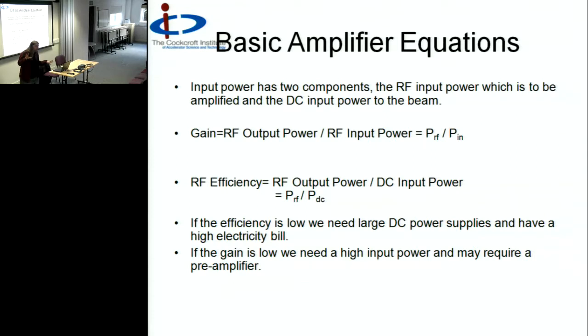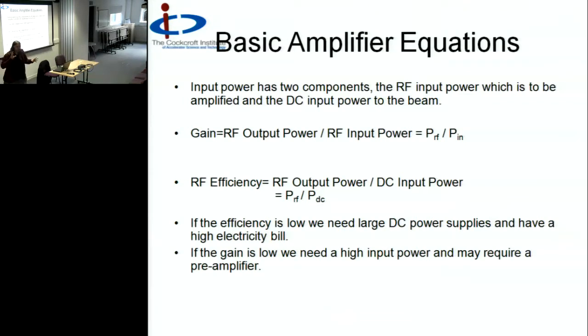Strictly speaking, you should also include the RF input, but the RF input's a watt and the DC input's a megawatt, so it's in the noise. But that should also include solenoid power supplies in that DC power. People often miss that, but you probably shouldn't. So if the efficiency is low, you need a large DC power supply and a high electricity bill. If the gain is low, you need an input power which is also very high.